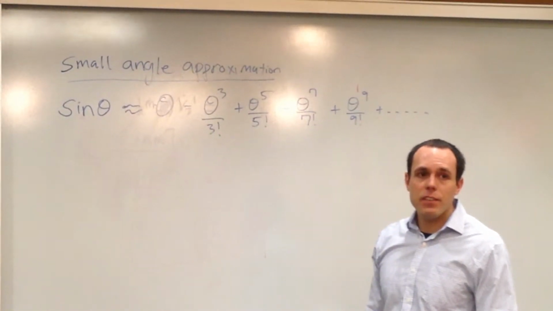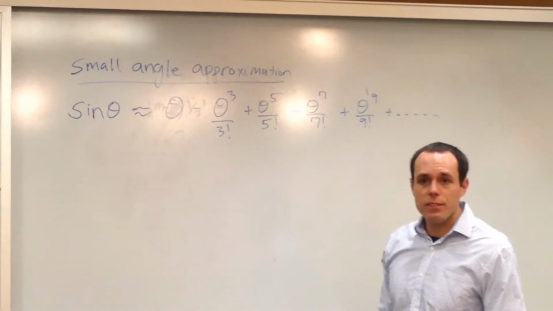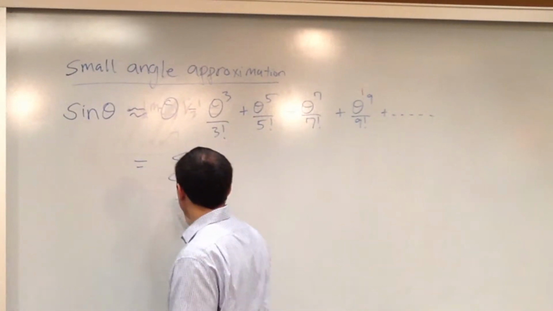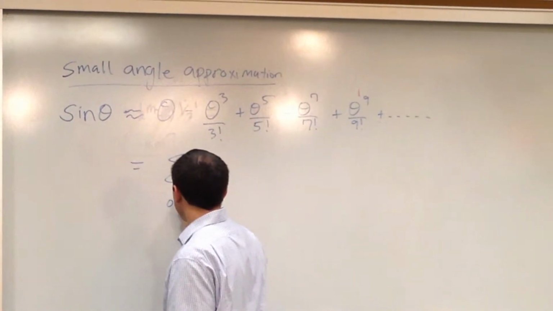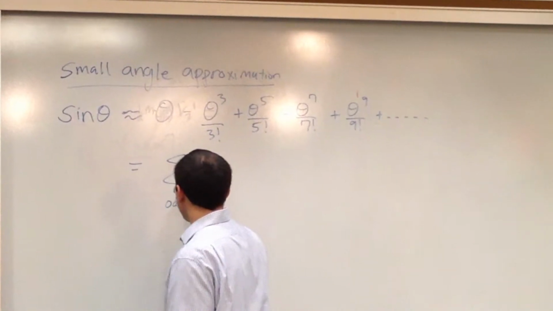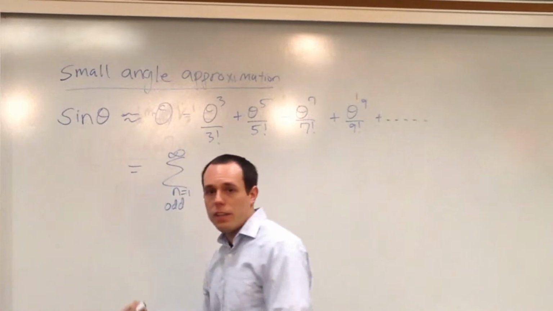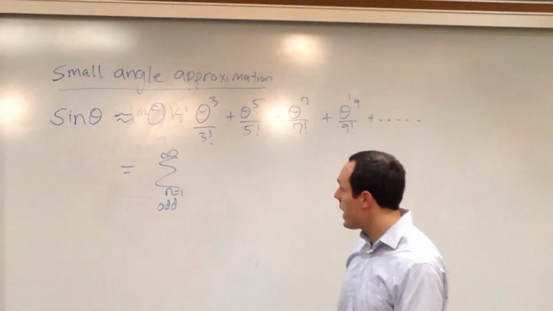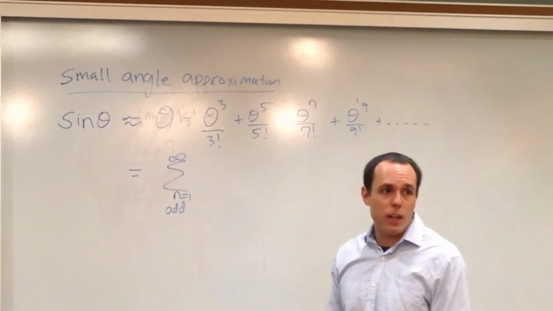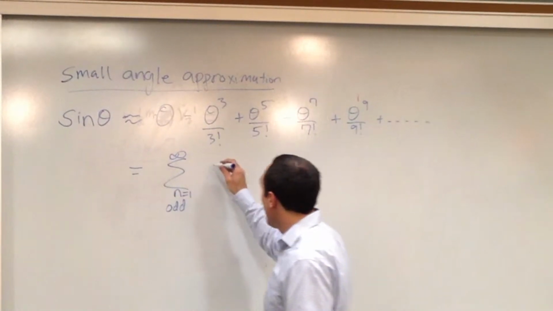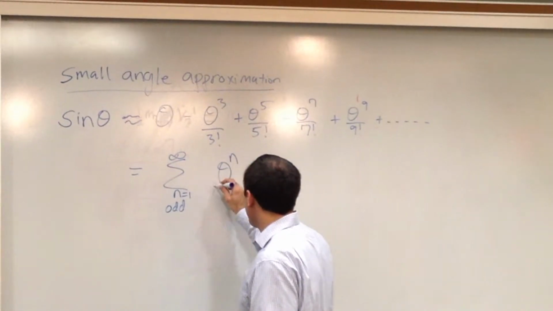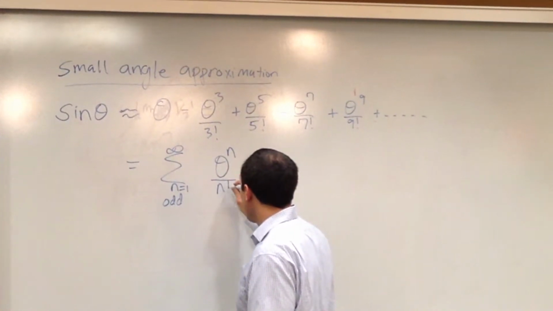So it basically is taking all of the odd factors of theta, starting from n equals 1 to infinity, where this just represents the sum. Remember the total sum. So we're just taking the odd values, so 1, 3, 5, 7, 9, etc. And it's going to be theta to that value n divided by n factorial.